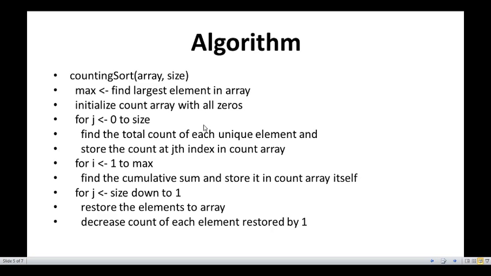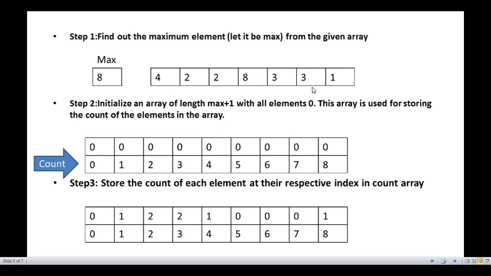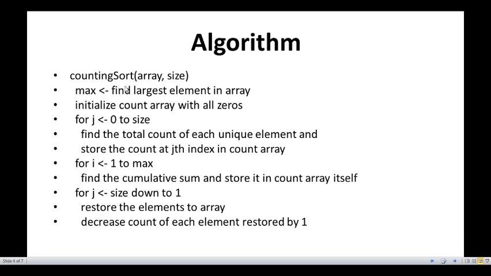See the algorithm for this. Counting sort. This is your array and here is the size. How many elements? 1, 2, 3, 4, 5, 6, 7. So there are 7 elements inside our array.